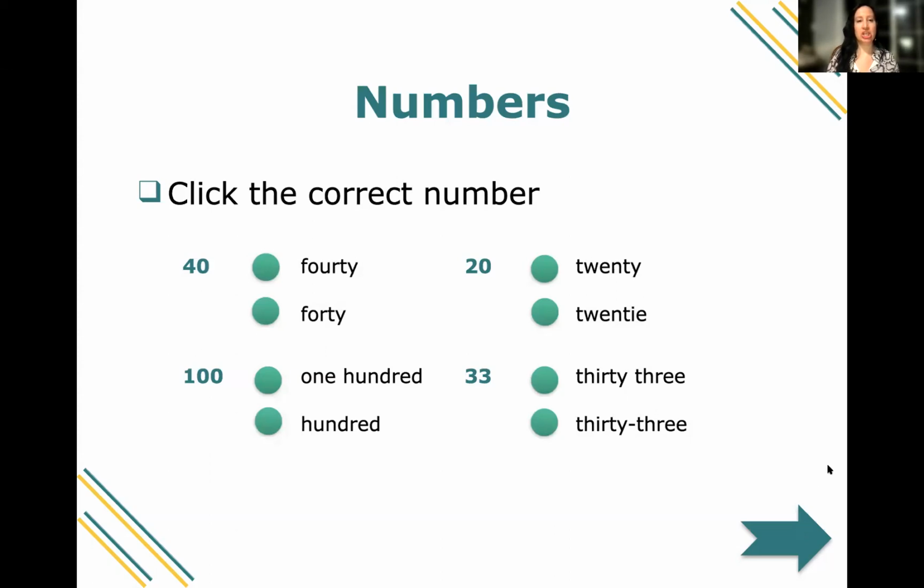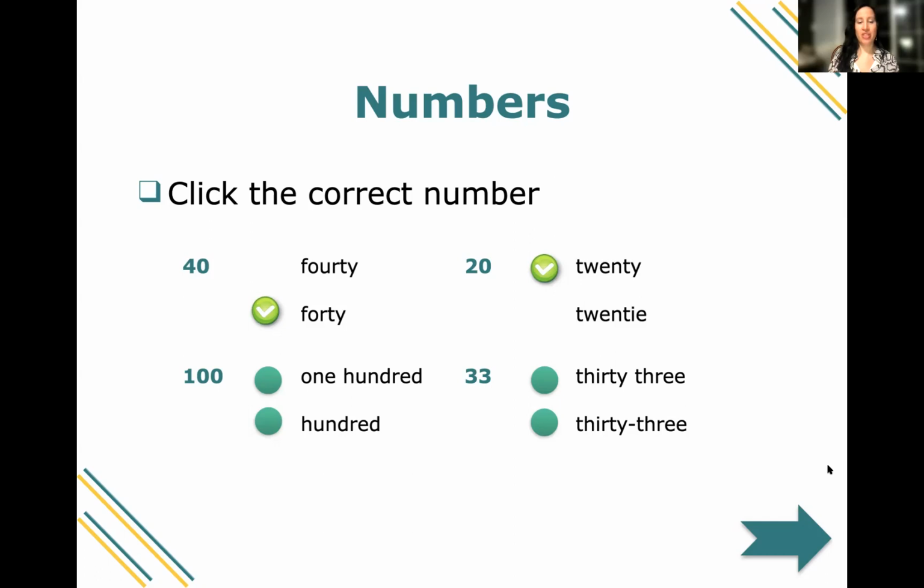Numbers. Let's click the correct number. I'll help you click, okay? How would we say 40? How would we spell it? So it's 40, but is it F-O-U-R-T-Y or F-O-R-T-Y? F-O-R-T-Y. 20. Would it be 20 with a Y or 20 with an I-E? 20 with a Y.